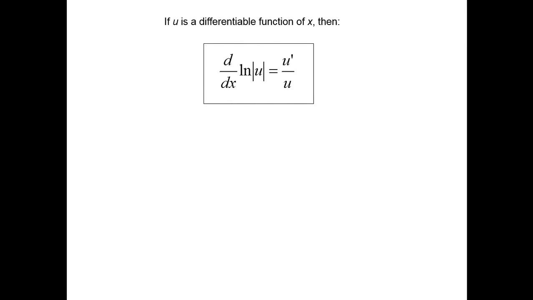Last example here. So they're showing you if u is a differentiable function of x, the derivative of the natural log of u is u prime over u. This is just the chain rule again. Don't get too hung up on this formula. Let me show you what they're doing.